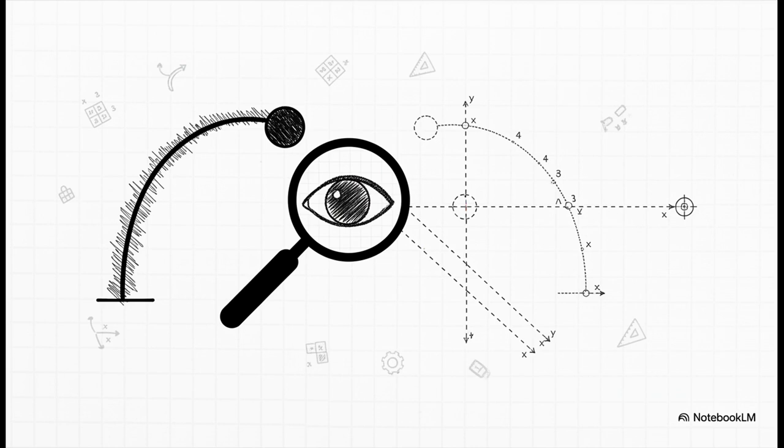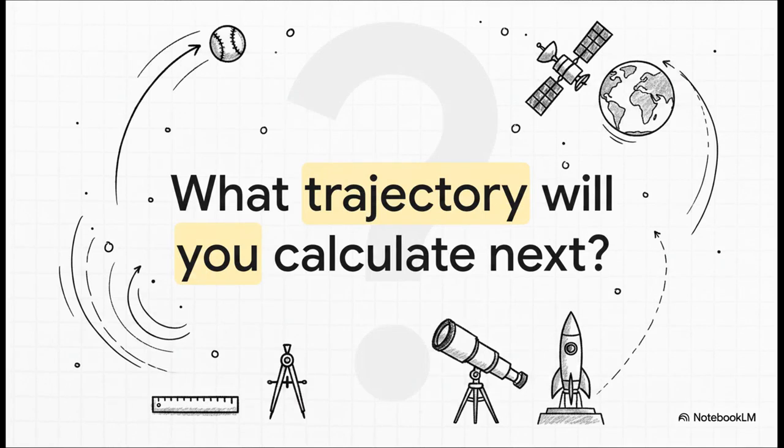You have the actual tools to take apart any quadratic path, find its core components, and predict exactly what it's going to do. Look, from the simple arc of a basketball shot to the orbital path of a satellite, our world is just filled with these parabolas. And you now have the foundational skills to analyze them. So really, the only question left is, what path are you going to choose to explore next?